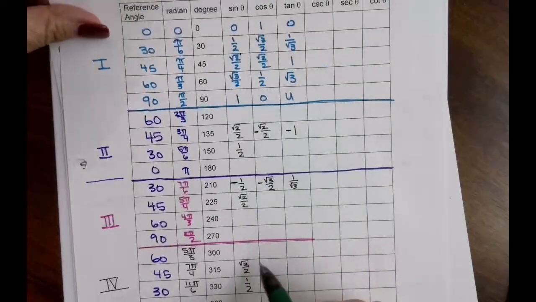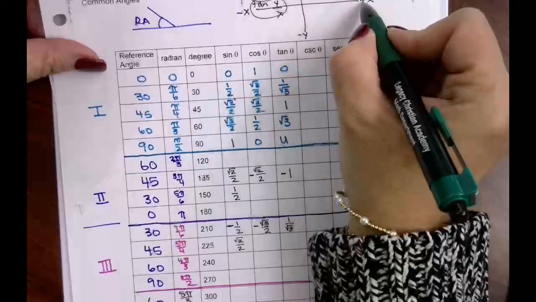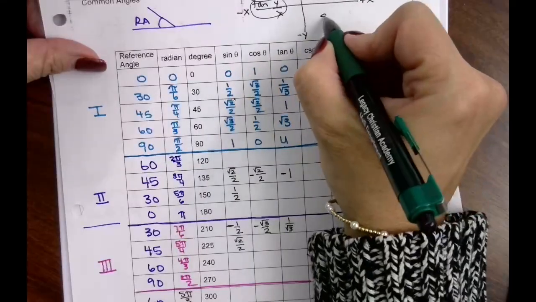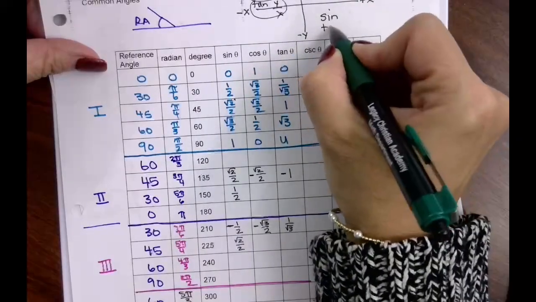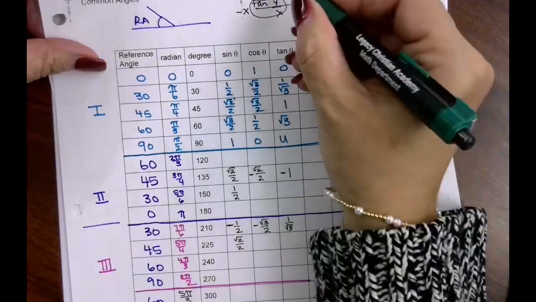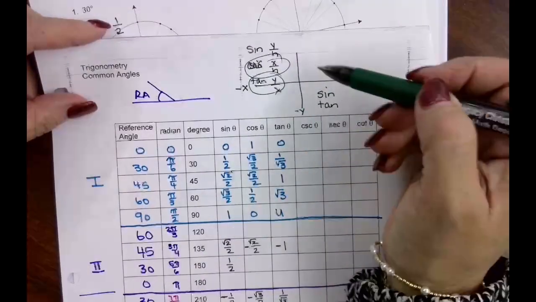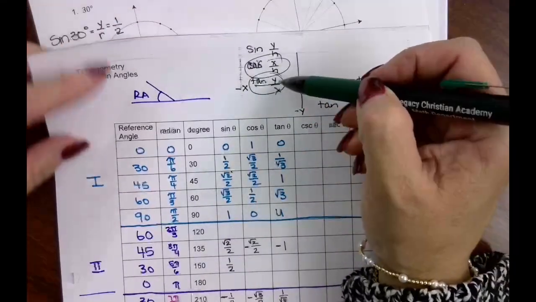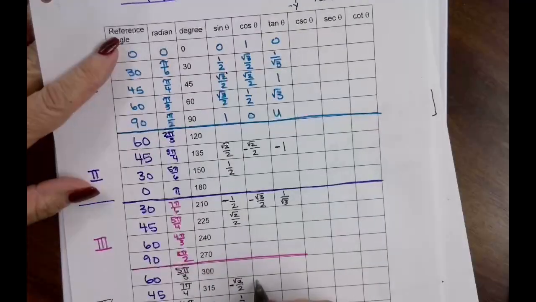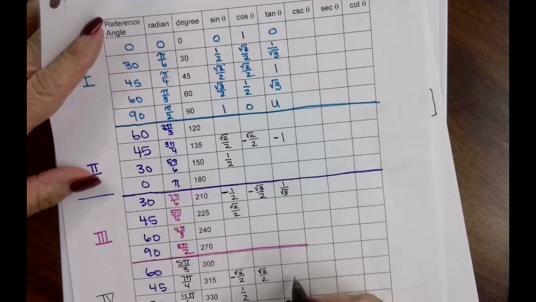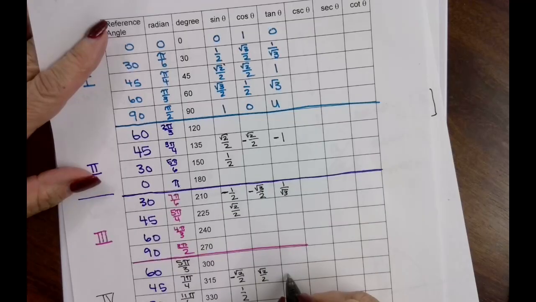And then in my fourth quadrant over here, I have positive x values and negative y. So here, sine and tangent are both negative, because they both have y values. So if I look at this, here my sine value is negative, and my cosine value here is also negative.